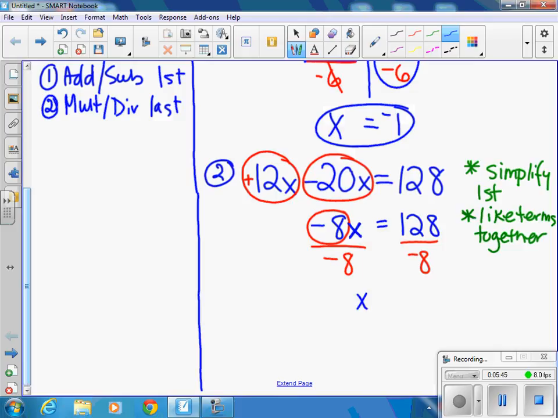And there it is, positive x. Remember, technically, there's a little 1 in front of it, but I don't need to have the 1 there. So since I don't need him, I'm not going to put him there, because just seeing the x by himself, we know there's only 1. And then 128 divided by negative 8 gives me negative 16. Here is my answer.